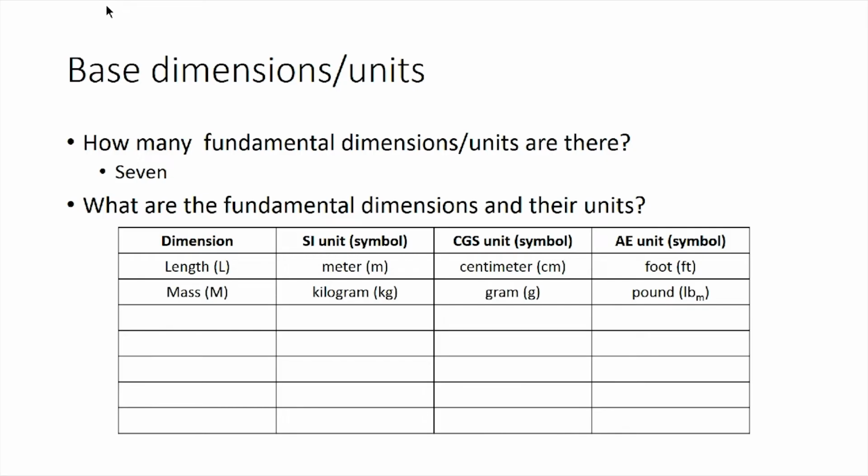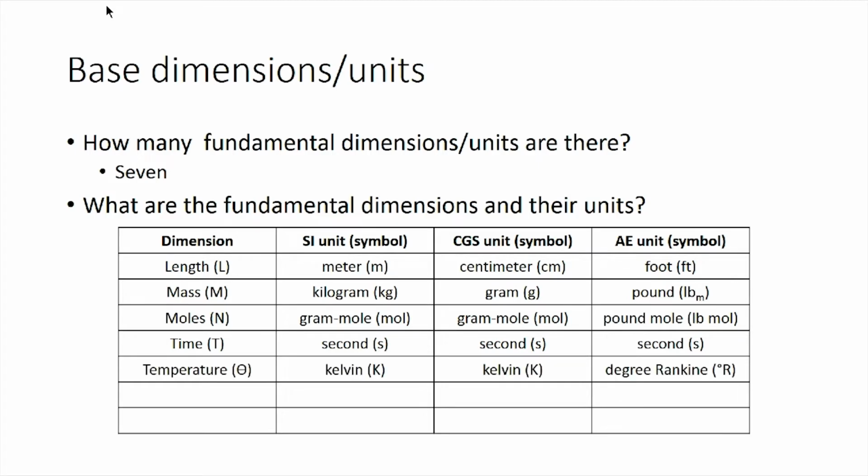Mass is measured as kilograms, grams, and pound mass in the three systems. Moles, which is the amount of substance, is measured as gram moles in SI and CGS units, and as pound moles in American engineering units. Time is measured as second in all three unit systems. Temperature is measured as Kelvin in SI and CGS units and as degree Rankine in American engineering units. These are the 5 fundamental dimensions and systems which we keep using throughout this material and energy balance course.